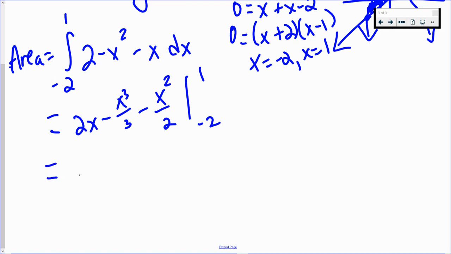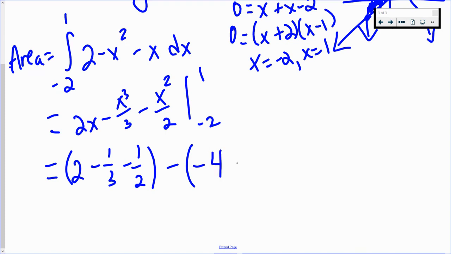If we plug in 1, then we're going to have 2 minus 1/3 minus 1/2. Plug in -2. We have 2 times -2, which is going to give us -4. Then we're going to have minus -2 cubed, so over 3. So plus 8/3 minus -2 squared would be 4 over 2 is 2.